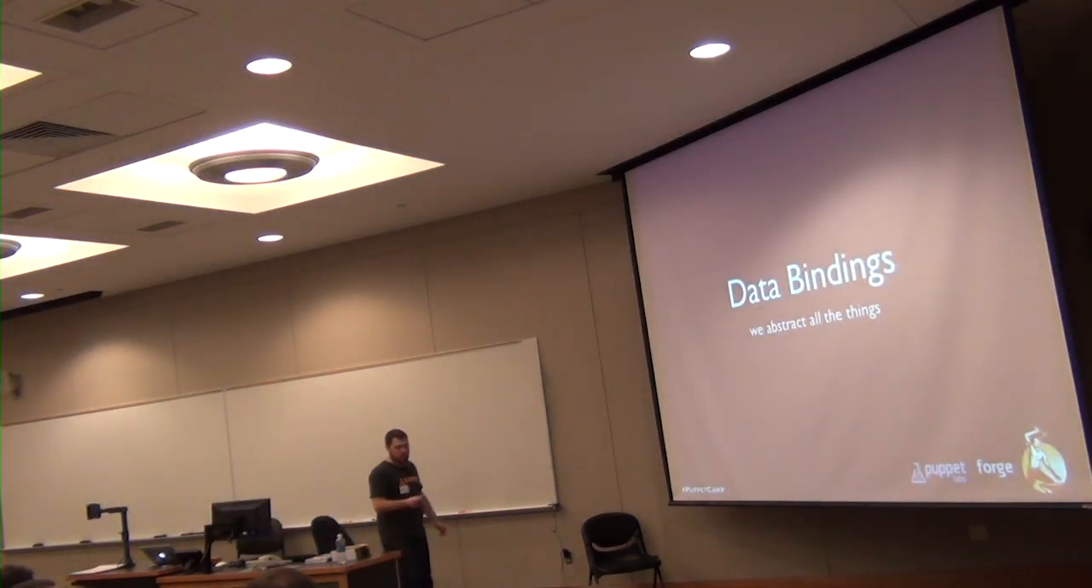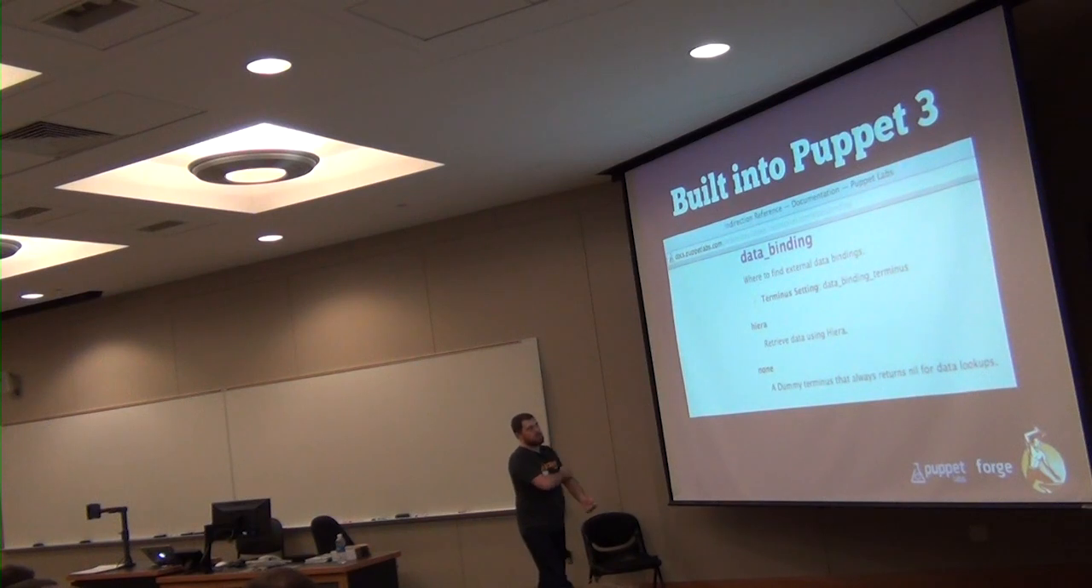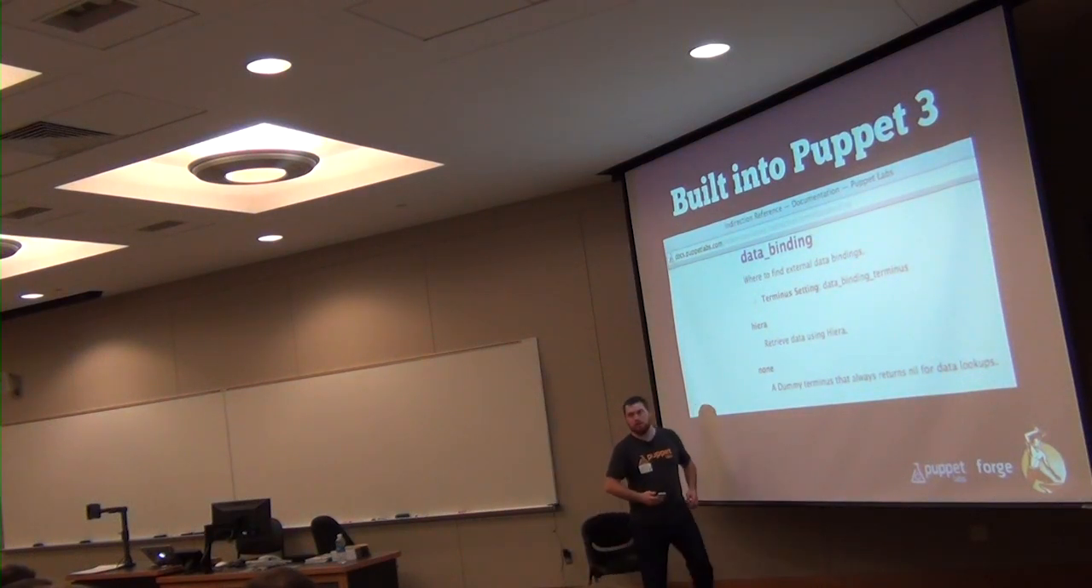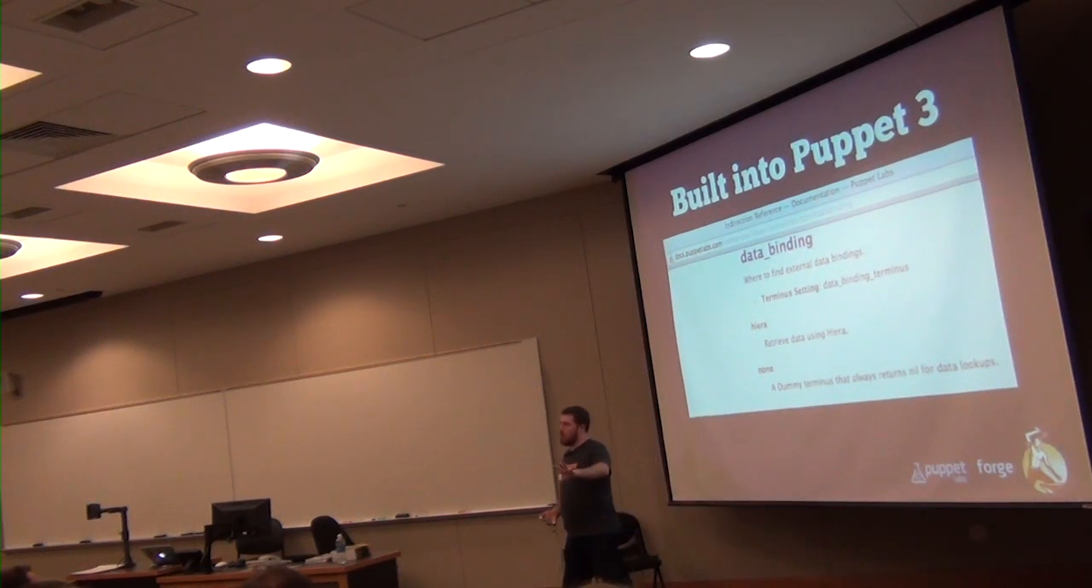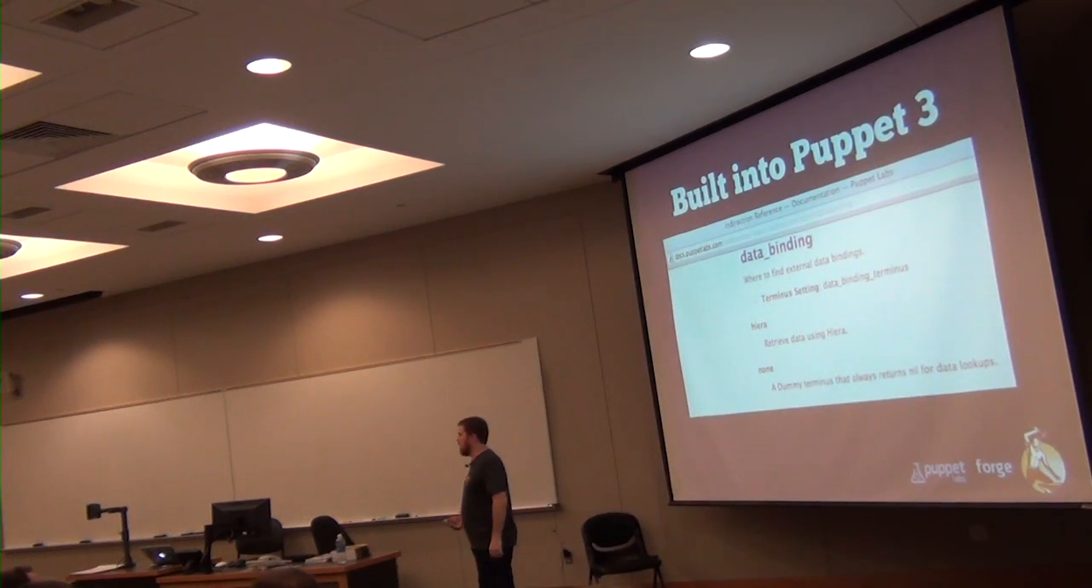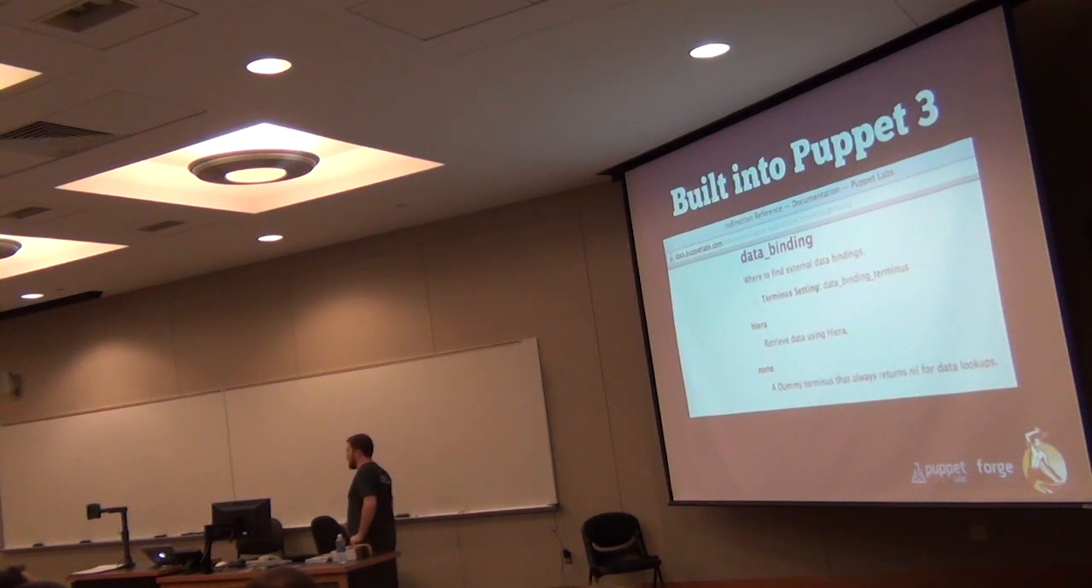So the whole point behind data bindings, again, is to abstract things. This is set up by default to use Hiera. If you decide you upgrade to Puppet 3 and don't want Hiera used at all, you can set your terminus to none to say, don't even call out to Hiera, don't waste the second or so it takes to do the lookup, just stop.